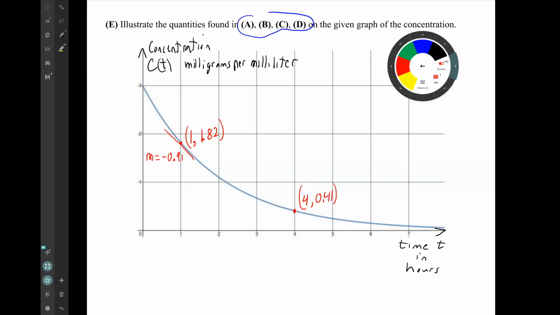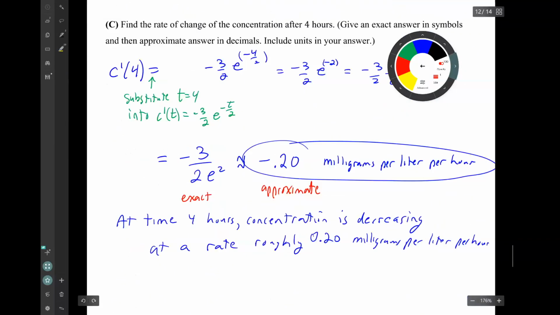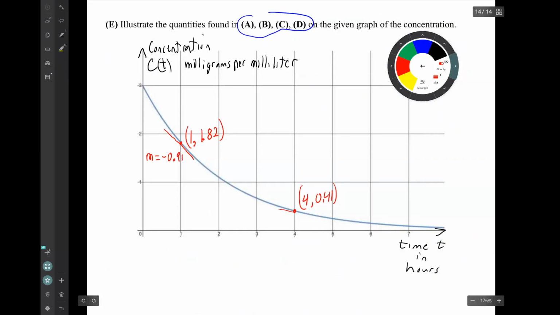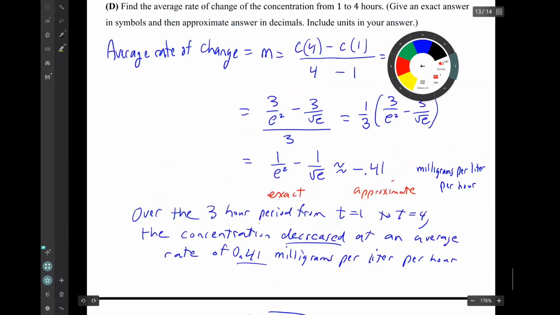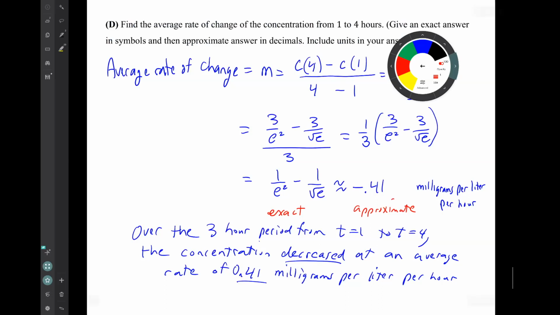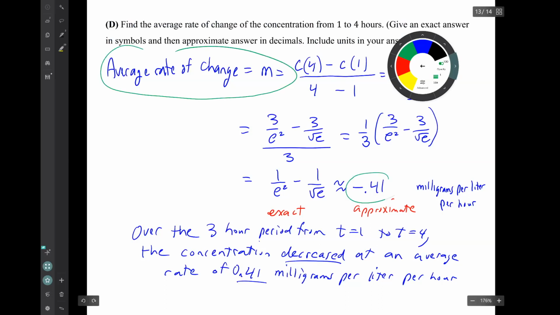And our result from C, C prime of 4, is minus 0.2. That's the slope of the tangent line at t equals 4. Now what about our result from D? Question D, we found an average rate of change, and it was this quantity. That's the slope of a secant line, so we illustrate that by drawing the secant line and finding its slope.